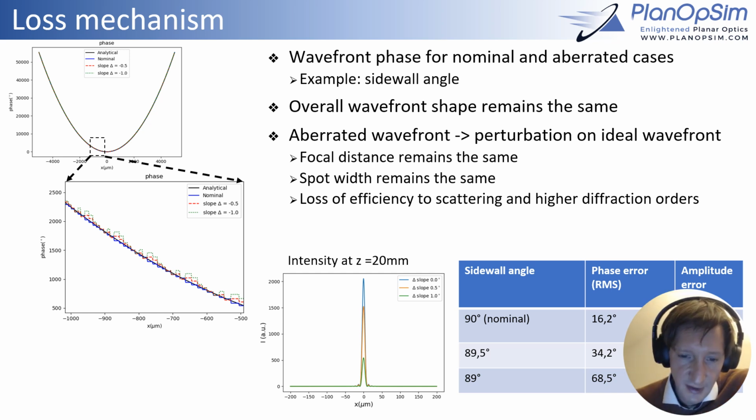If we look actually at the shape of the spot here, blue is nominal, orange is with a 0.5 degree angle, green is with a 1 degree angle. The shape of the spot, so the MTF function, does not change, but the intensity drops considerably. And this happens through the effect of scattering into higher diffraction orders. This is the main loss mechanism in this case.